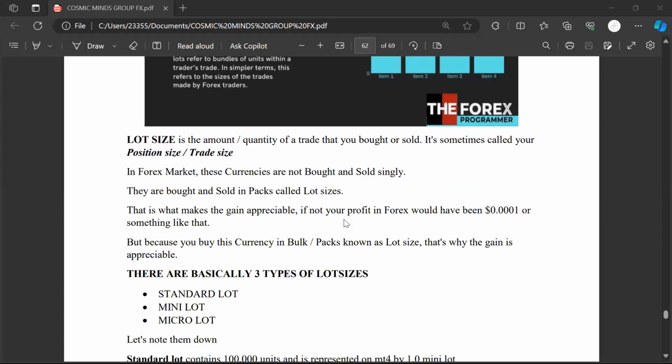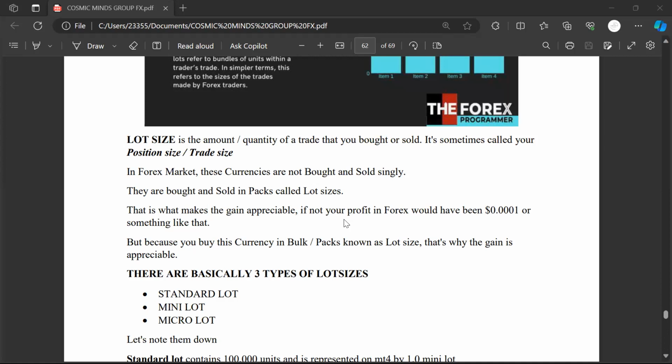Now, lot size is the amount or quantity of a trade that you bought or sold. It is sometimes called your position size or the trade size. So I think you're following. Now in forex markets, these currencies are not bought or sold singly. I just told you, you buy them in quantity. They are bought and sold in packs. These packs are called the lot size.